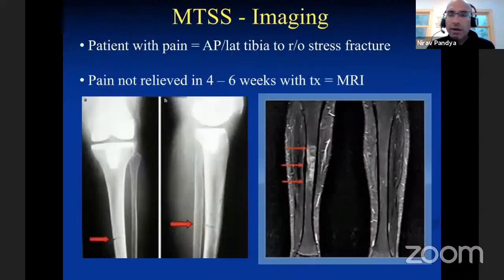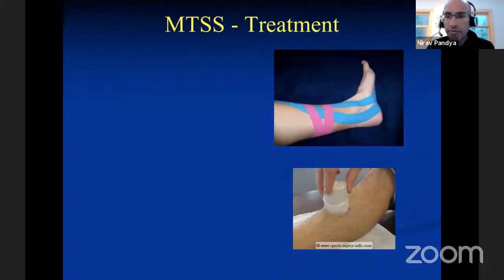If the patient has pain, I'll get a tibia x-ray to rule out a stress fracture. Once again, it's very rare. And if they're not getting better with rest, then you get an MRI, okay? The treatment for this is typically the same component. We see it a lot in runners, particularly who are between 14 and 17.